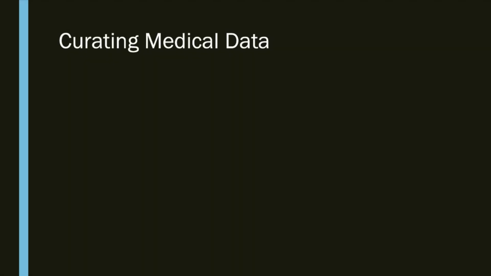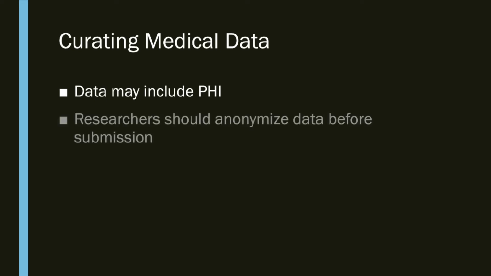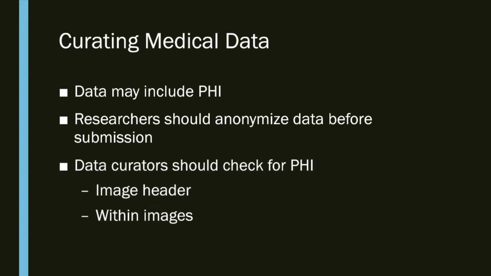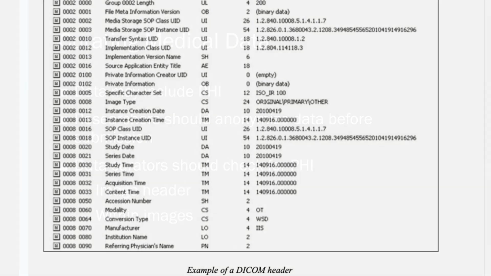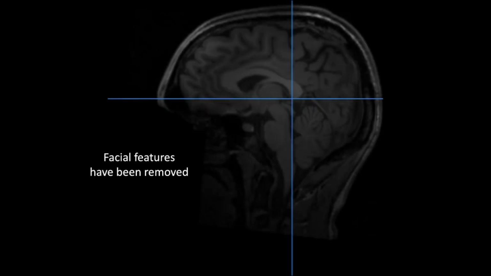Curating medical data adds an additional challenge not faced in other domains. Datasets may include highly sensitive and identifying patient health information, a large portion of which is protected by strict federal laws like HIPAA. Researchers should only be submitting datasets that have already been anonymized, but data curators have an ethical responsibility to ensure that the process has been done correctly before hosting the files. Protected health information may be found both in the image header and within the images themselves. That information can cover a wide range of areas, from textual data like names, locations, and dates, to detailed and recognizable facial features from high-resolution scans.